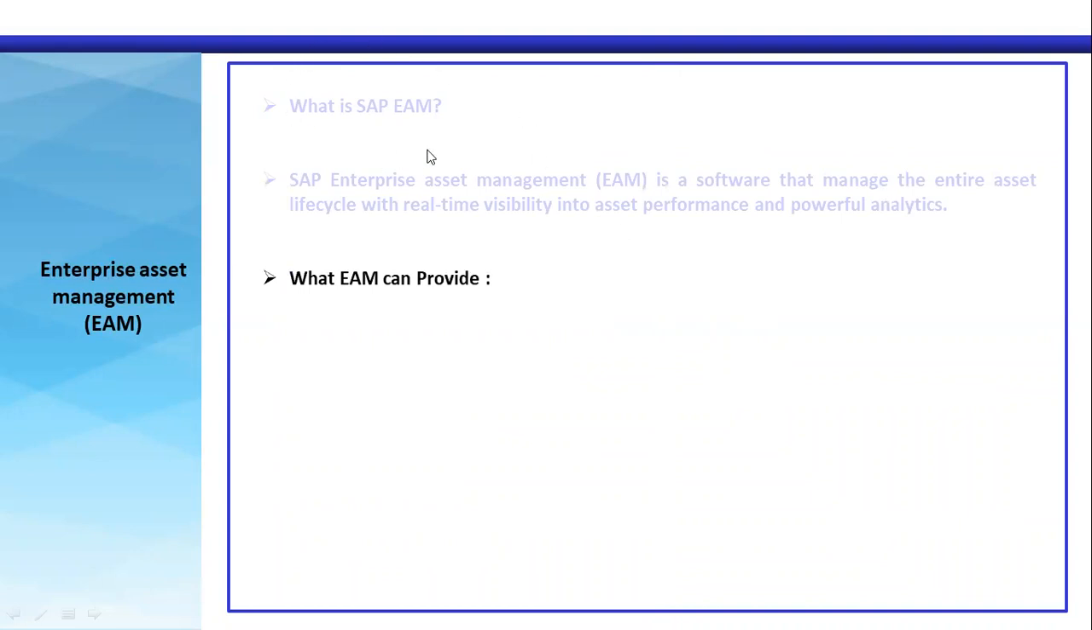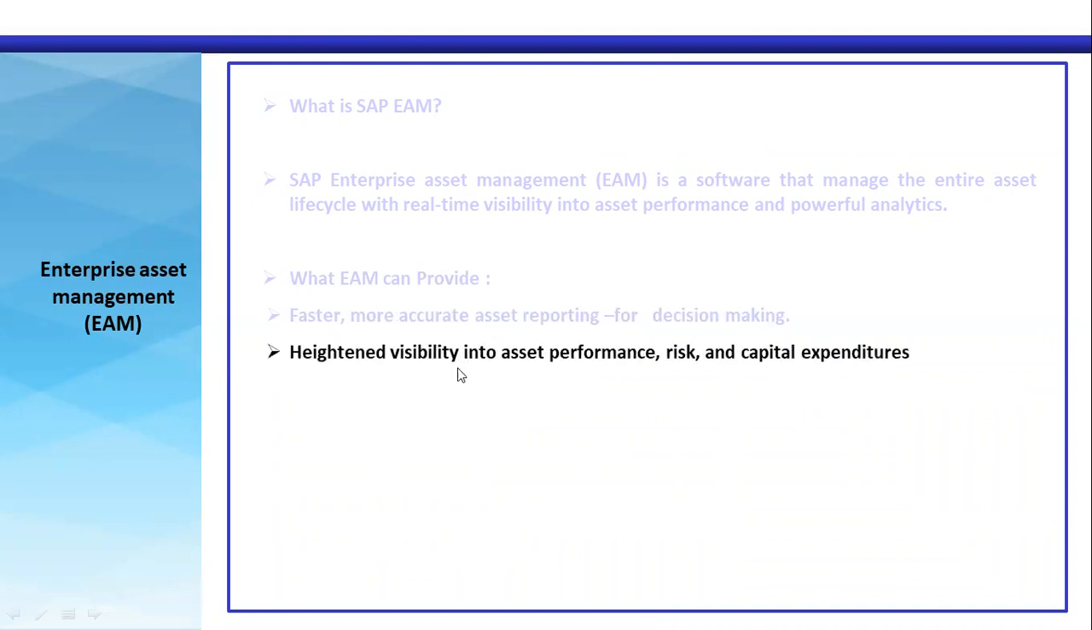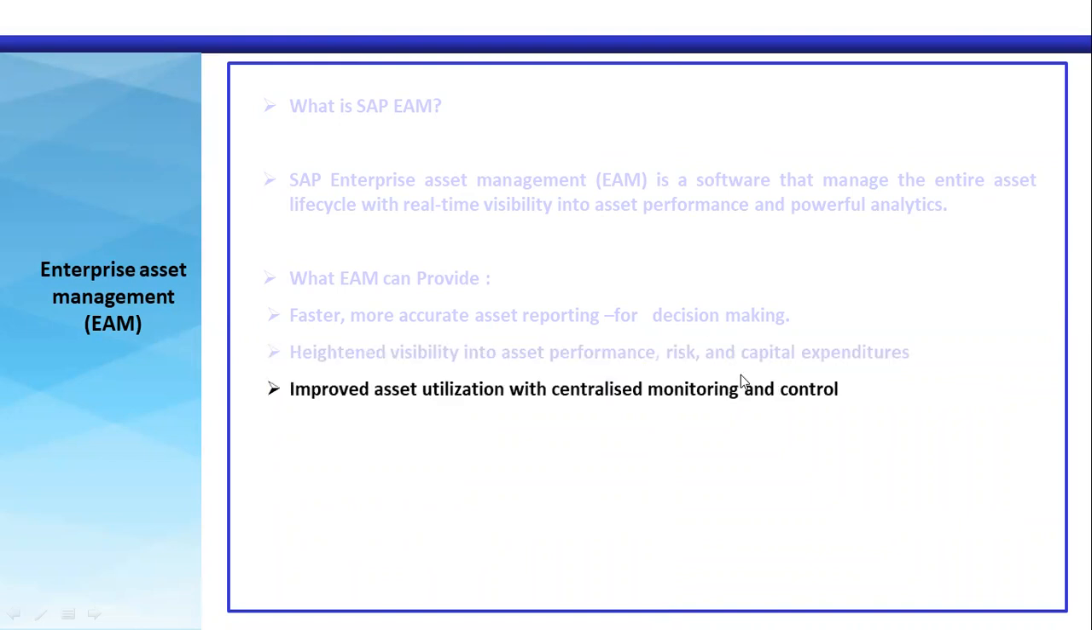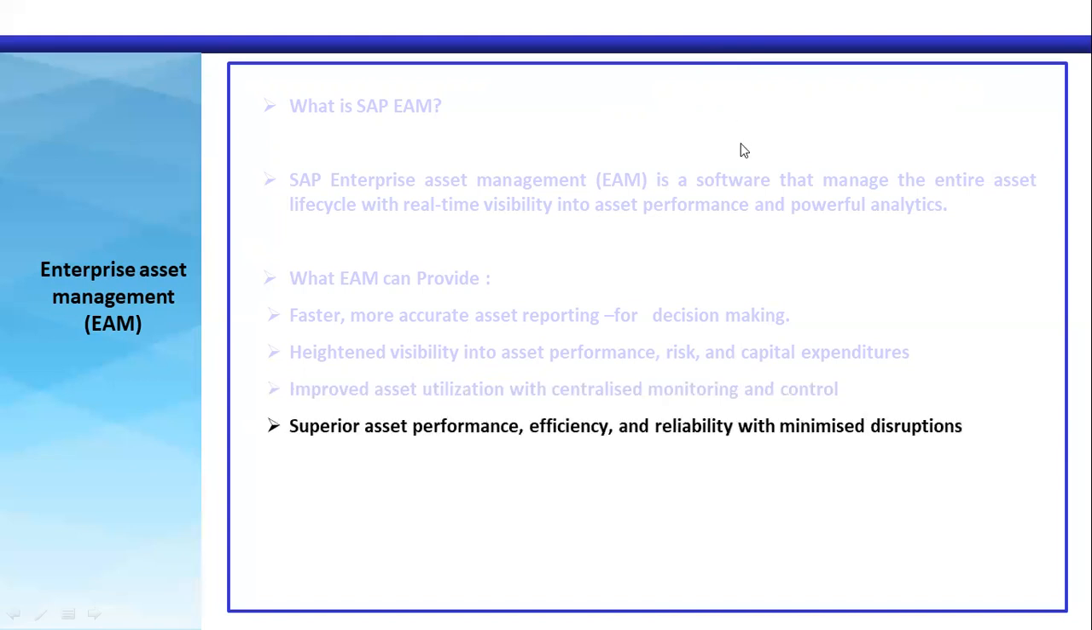If we are using SAP EAM, obviously we want some output. So what can EAM provide? It provides more accurate, fast asset recording to the business for decision making. Second, heightened visibility into asset performance, risk and capital expenditure. Improved asset utilization with centralized monitoring and control. Superior asset performance, efficiency, and reliability with minimized disturbance.